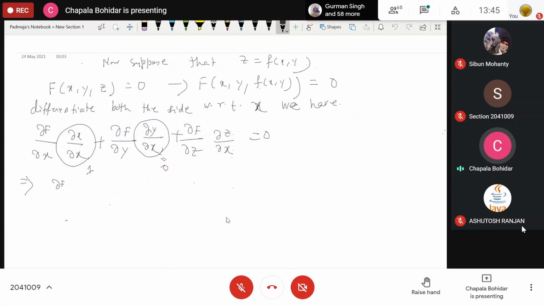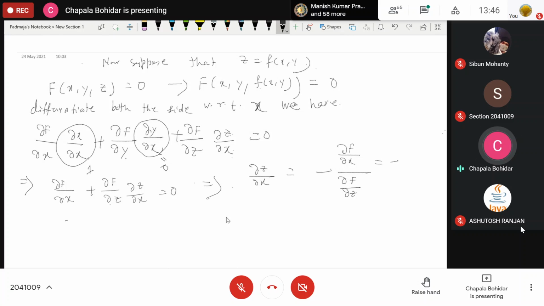Okay. So it is 1, it is 0. This multiplied by 0 is 0, del x, then plus del f by del z, del z by del x equal to 0. This implies del z by del x is equal to minus of fx by fz. It is clear. This is one formula.